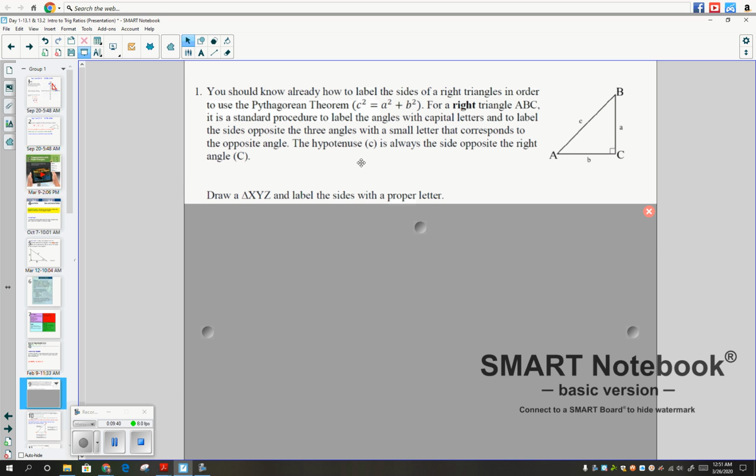Well, you should know already how to label the sides of the right triangle. And we just talked about that. And we can then use the Pythagorean theorem of a squared plus b squared equals c squared. For a right triangle ABC, it is a standard procedure to label the angles with capital letters and label the sides opposite those three angles with small letters that correspond to the opposite angle. The hypotenuse is always side c, and it's always opposite the right angle. Well, what I want you to do right now is draw a triangle XYZ and label the sides with the proper letter. It doesn't tell us which angle is going to be the right angle.